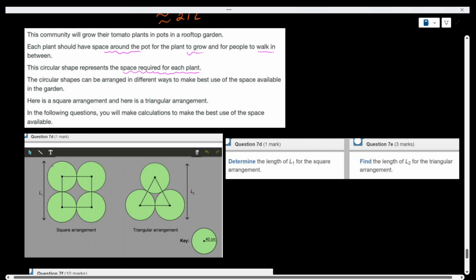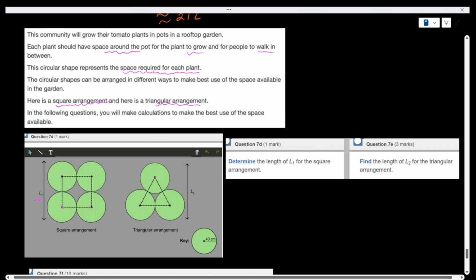Now here it's written, the circular shape means the plants are here in these dots. And this circular means it is around this. These vertices are going to represent the plants. Here also these vertices are going to represent the plants, and circular shape is space between those plants. The circular shapes can be arranged in different ways to make the best use of space available in the garden. So one is square shape, another one is triangular shape. Here square arrangement, and here there is a triangular arrangement given.